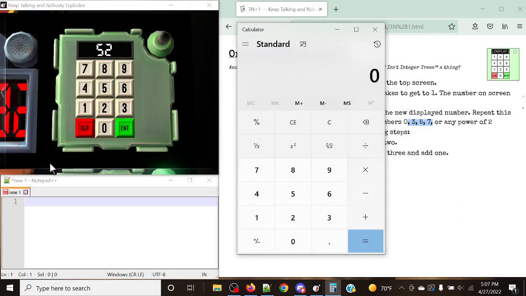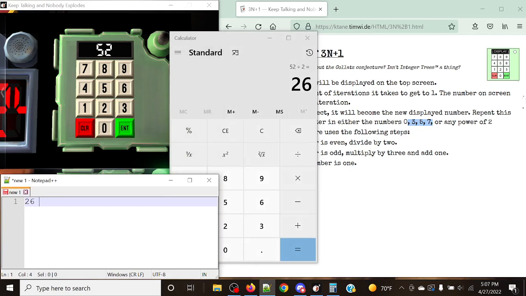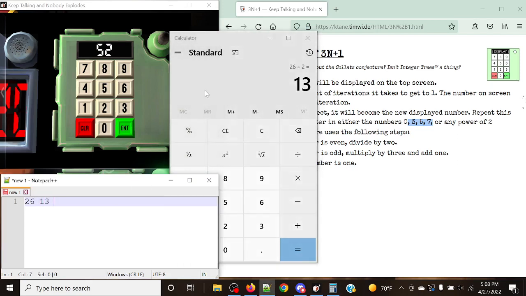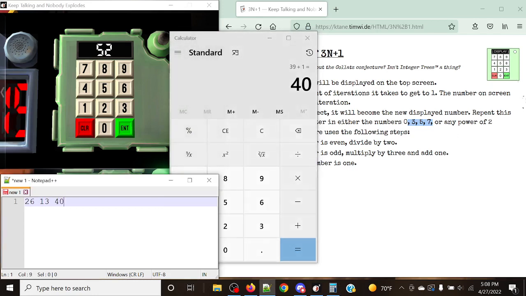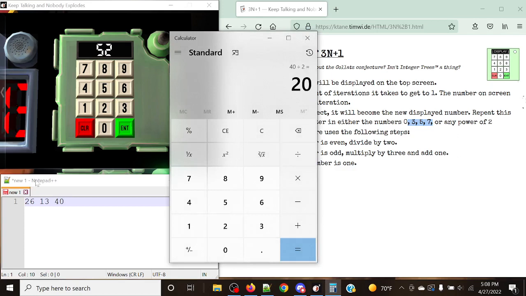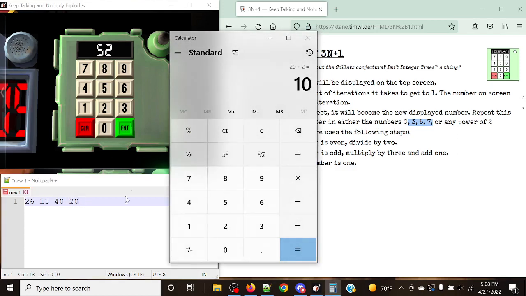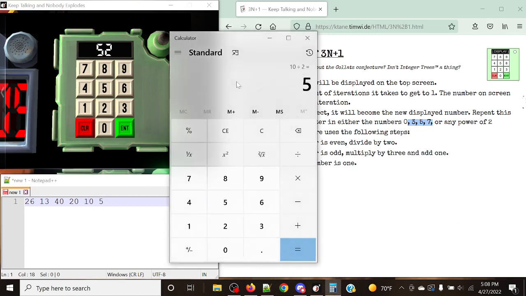Trust me on that. So this is going to be 52. It is currently even. We're going to divide it by 2. So 52 divided by 2 is going to be 26. We're going to note down this iteration. And then we're going to divide by 2 because it's even, which is going to be 13. And then we're going to multiply by 3, and then add 1 to this. That is going to give me 40. Divide by 2, divide by 2. It's going to be 10. Then it's going to be 5. And then we're going to divide by 2.